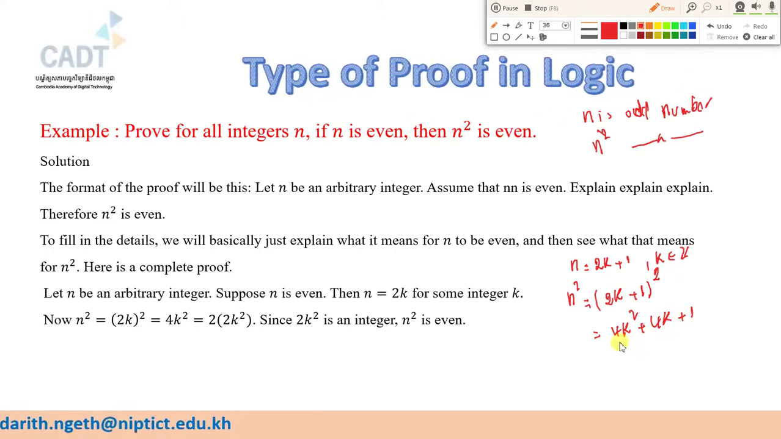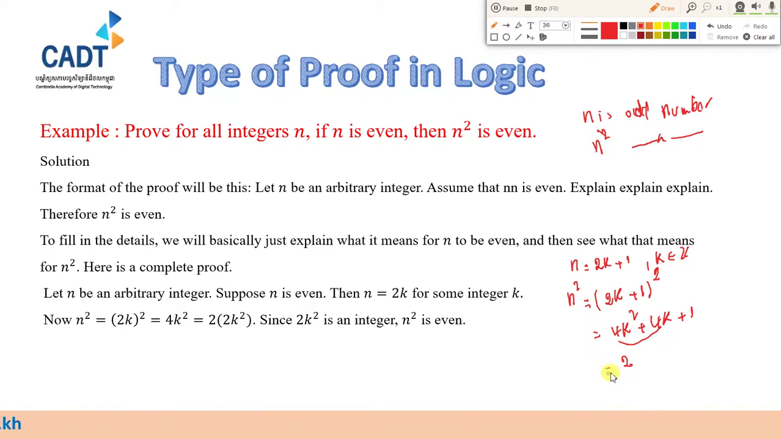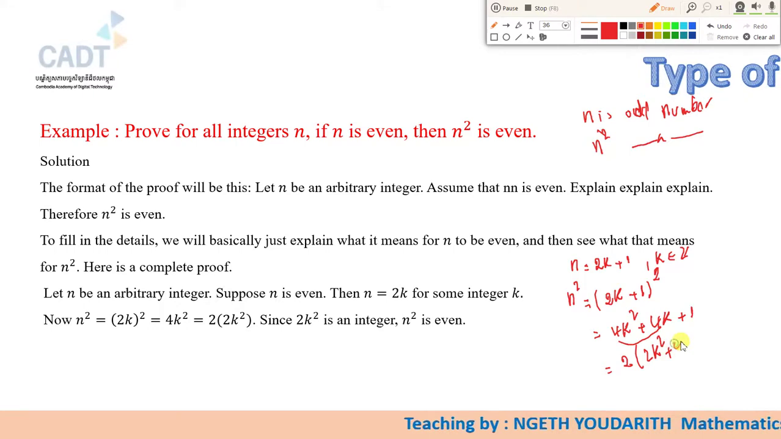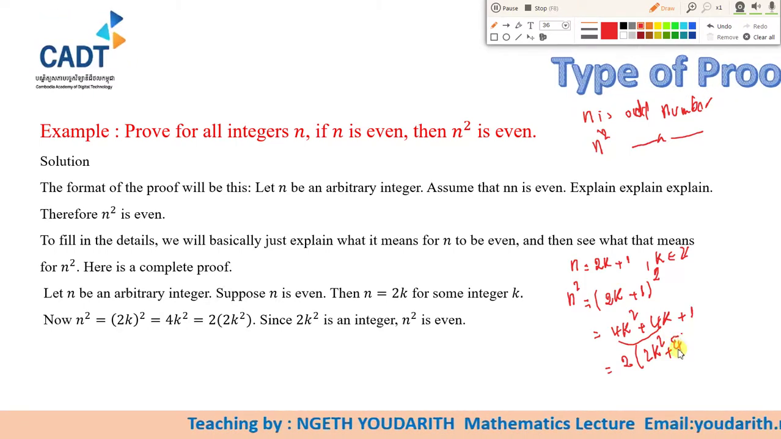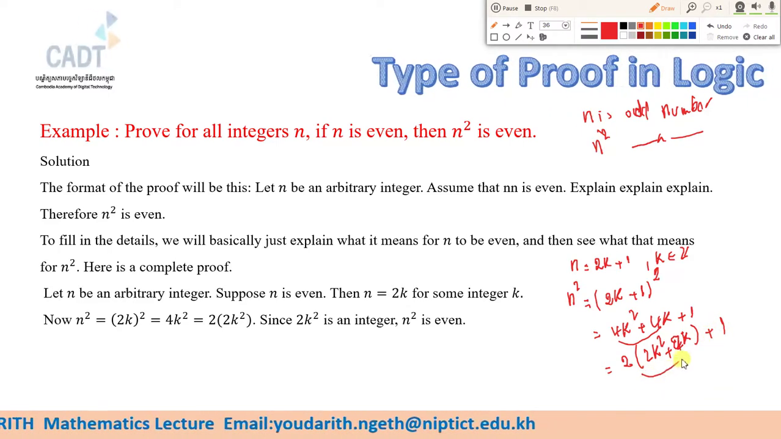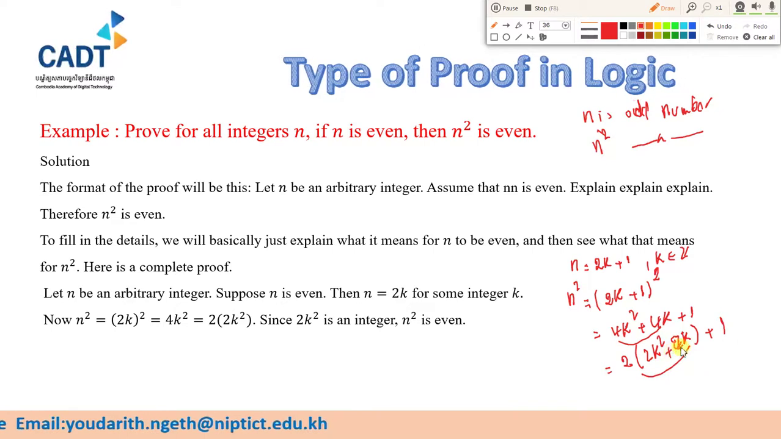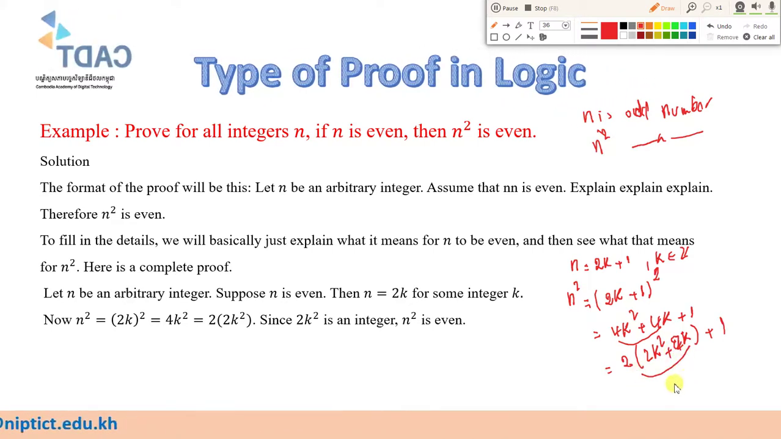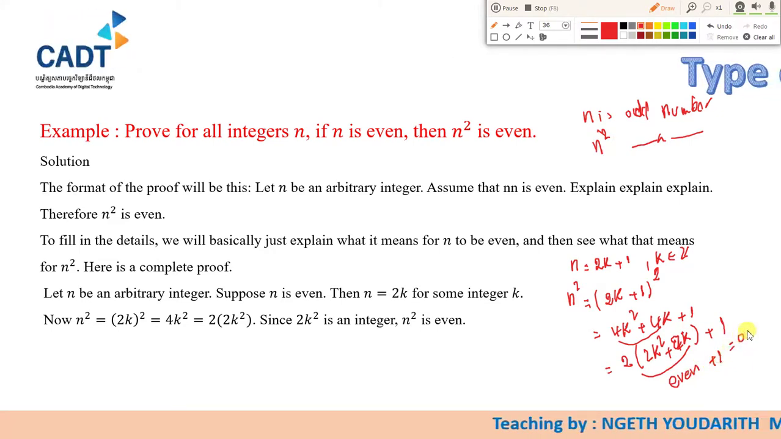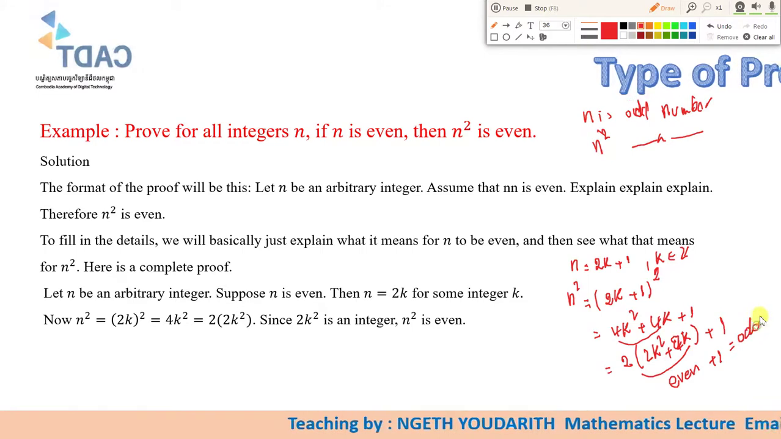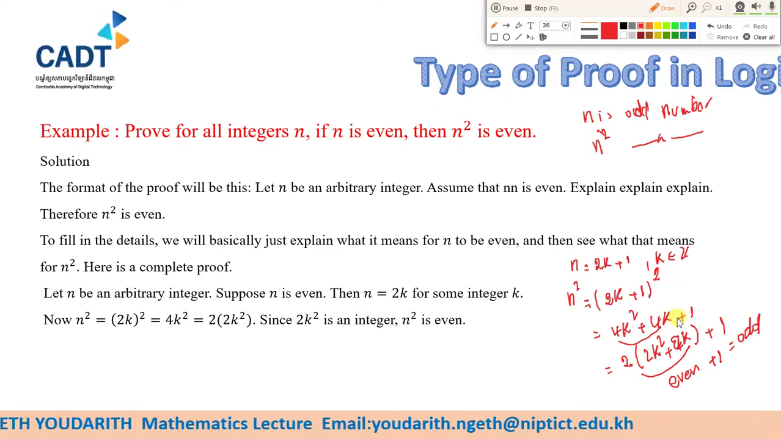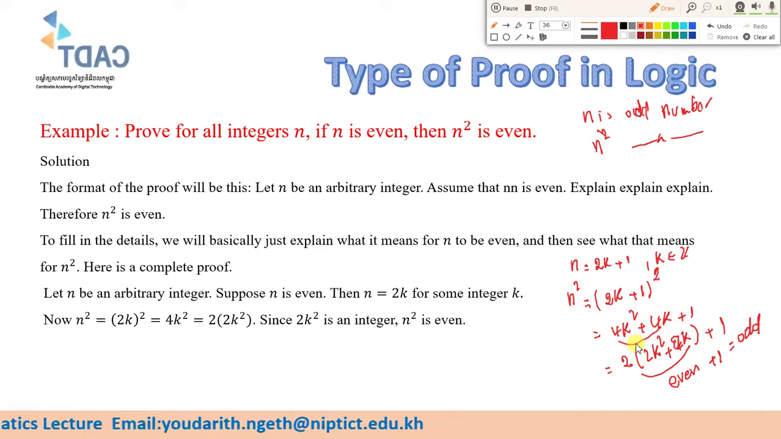So this one we can write as 2 times (2k squared plus 2k), plus 1. 2k squared plus 2k is an integer. Integer multiplied by 2 is even. Even plus 1 is an odd number. So if n is an odd number, we get n squared is an odd number also. This is the kind of our direct proof.